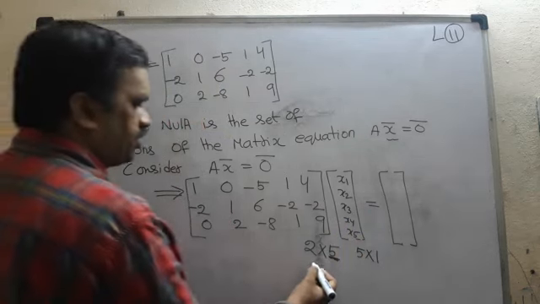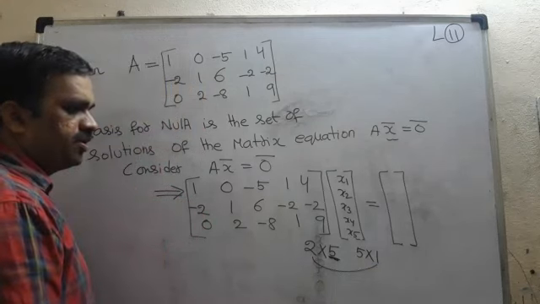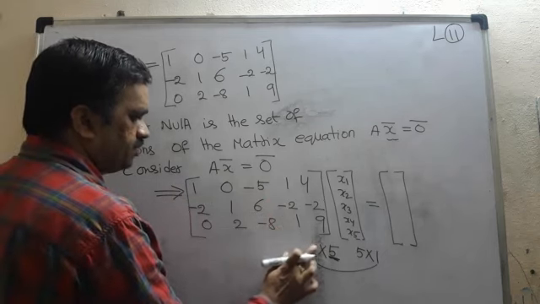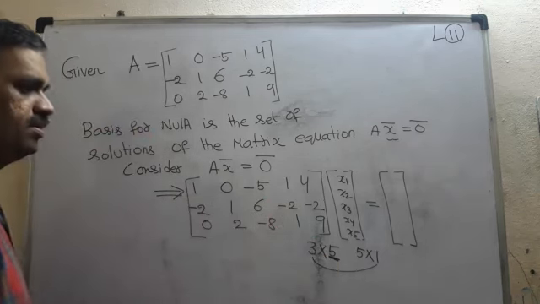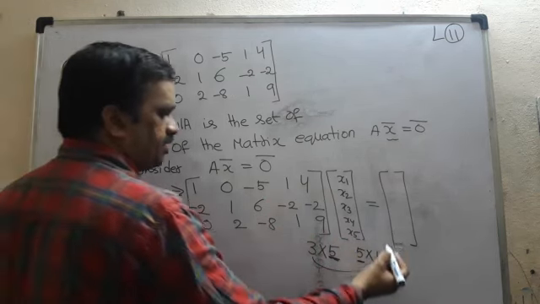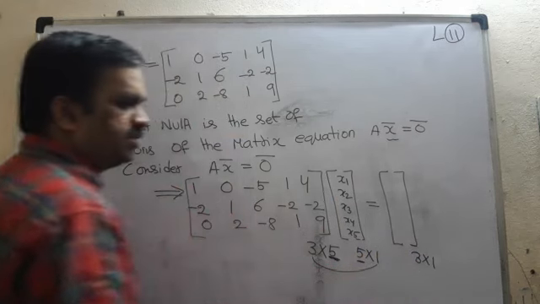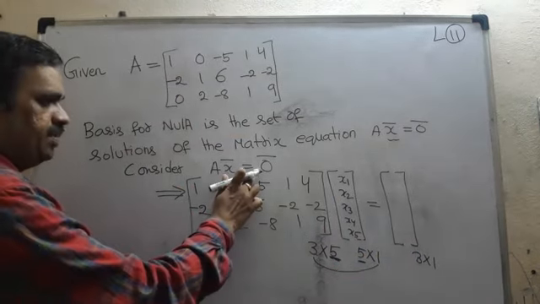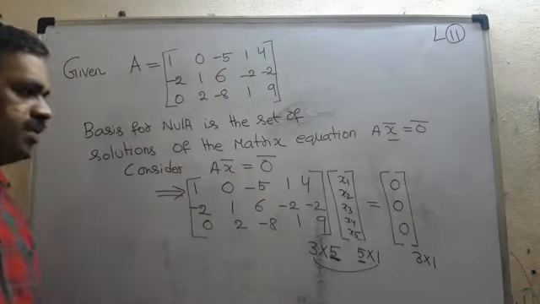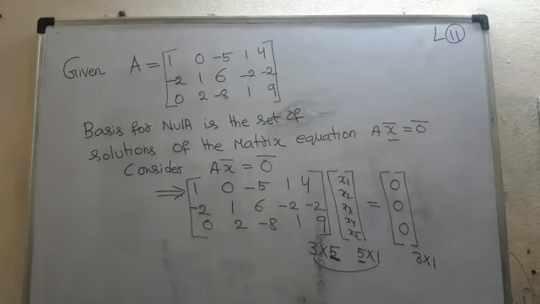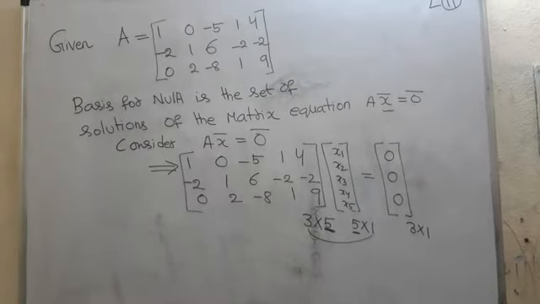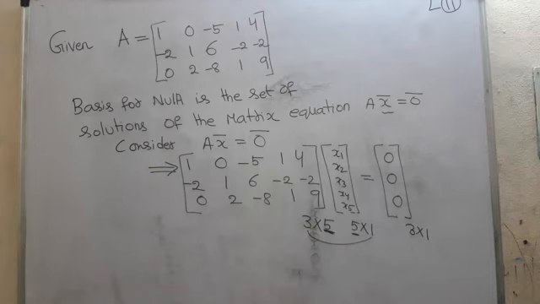Now the matrix A has 3 rows and 5 columns, and the second matrix has 5 rows. The product is 3 by 1, that is 3 rows and 1 column, which is the zero matrix, so we write 0, 0, 0. So I constructed the matrix equation Ax bar is equal to 0 bar.